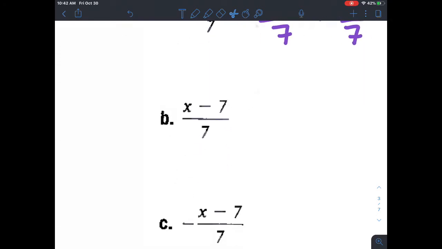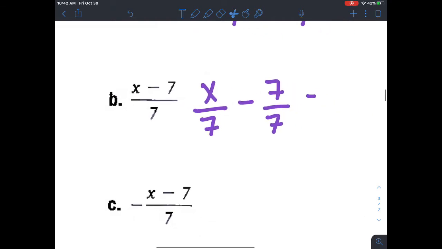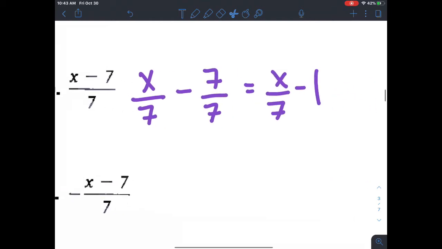Part B, I'm going to do the same thing. I have subtraction divided by 7, so I'm going to split it up into two different fractions, both with a denominator of 7. I can't reduce that first fraction, there's nothing to reduce, but I can reduce 7 divided by 7. So it's x over 7 minus 1.